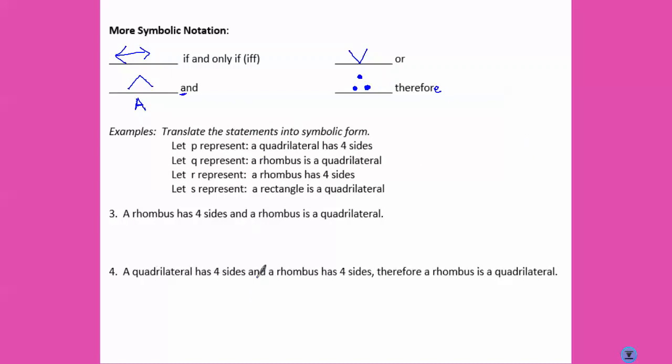So let's translate these statements into symbolic form. P is going to be a quadrilateral has 4 sides. Q is going to be a rhombus is a quadrilateral. R is a rhombus has 4 sides. And S is a rectangle is a quadrilateral. So a rhombus has 4 sides, that was our green one. And a rhombus is a quadrilateral, that was yellow.